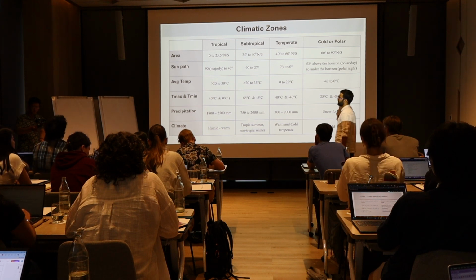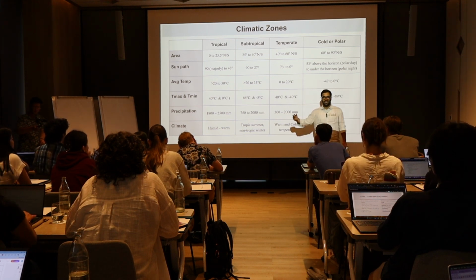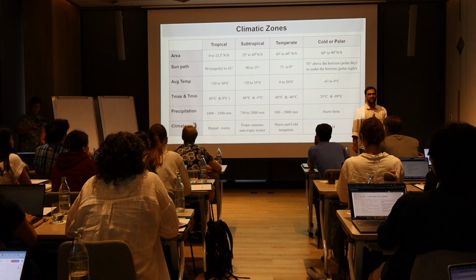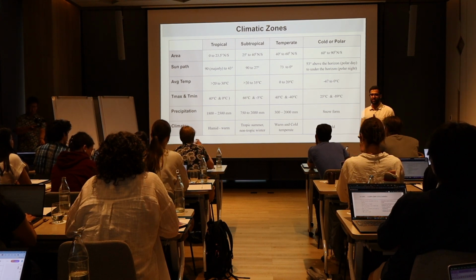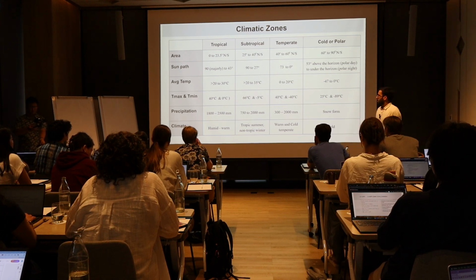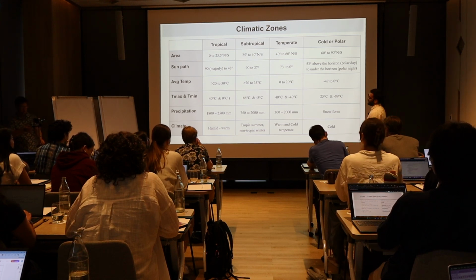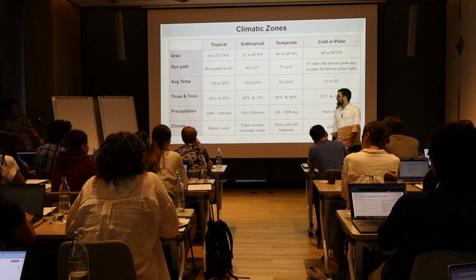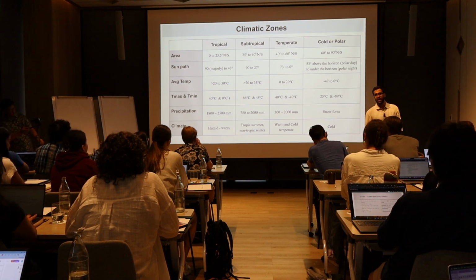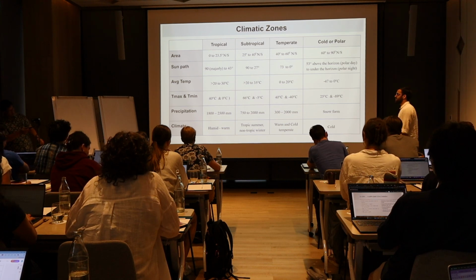Similarly, the Tmin is 0 degrees, so it never goes beyond 0 degrees. As a result, you will never see snowfall in tropical regions. If you see the precipitation, the high amount of precipitation in the tropical regions is around 1800 to 2500 mm. And the climate is humid and warm.